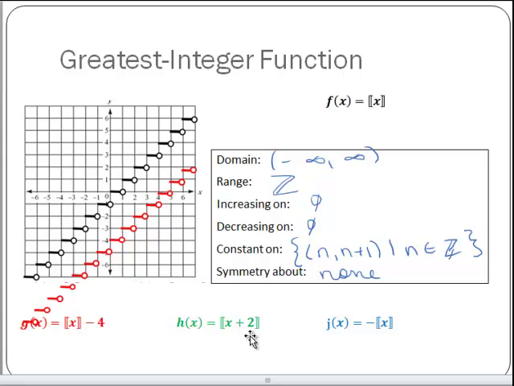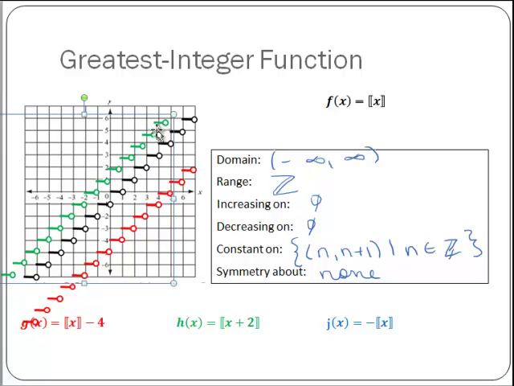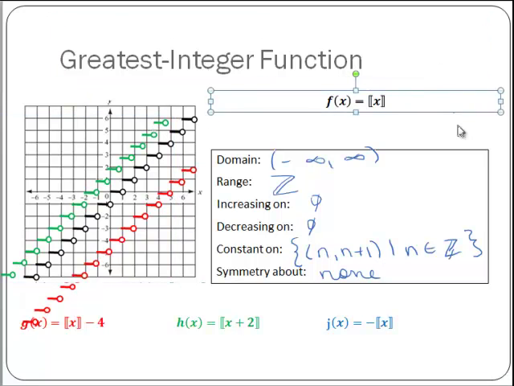Now if you add 2 inside the function, it would look something like this. It's going to shift left 2. So it goes from here, 1, 2, and it would stop there. Left 2 units.